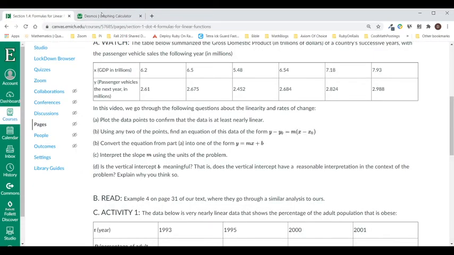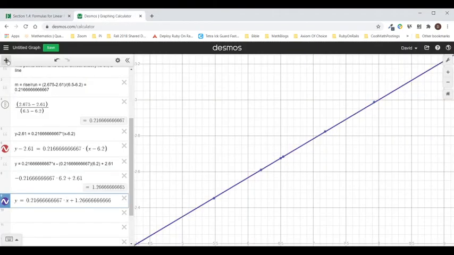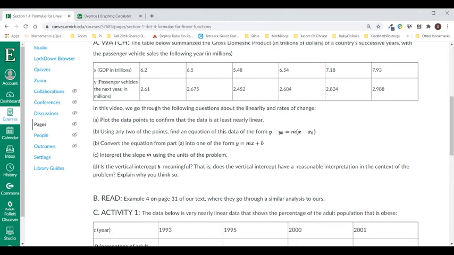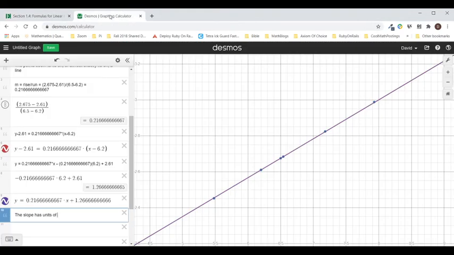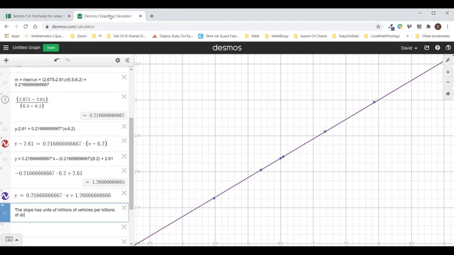It says interpret the slope. Okay, well, interpretation is going to have to go into a note. The slope has units of, let's go back, I think it's millions of vehicles per trillions of dollars. Millions of vehicles per trillions of dollars.